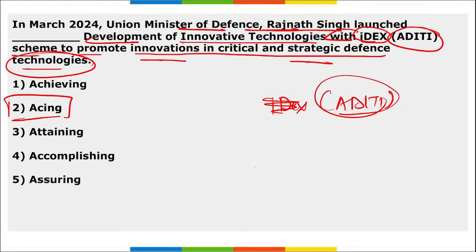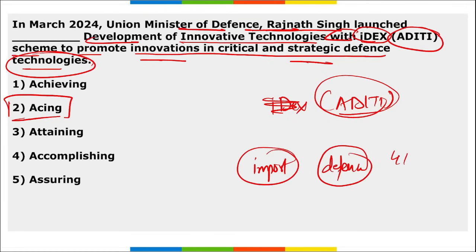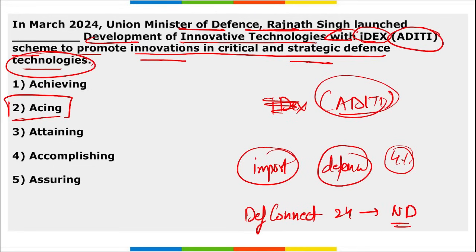One more data point: India's imports in the defense sector have increased by 4% recently, right? Coming back, this scheme was launched during DEF Connect 24, which was held in New Delhi, correct? The budget allocated for this is 750 crore rupees, and each startup will get 25 crore rupees as funding for promoting innovations in defense technologies under this Aditi scheme.